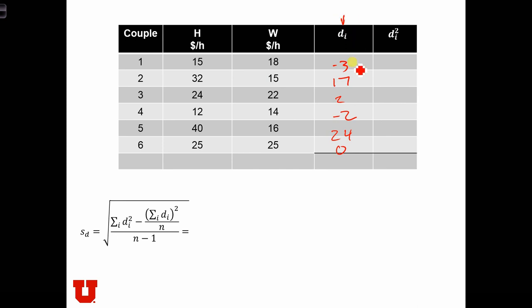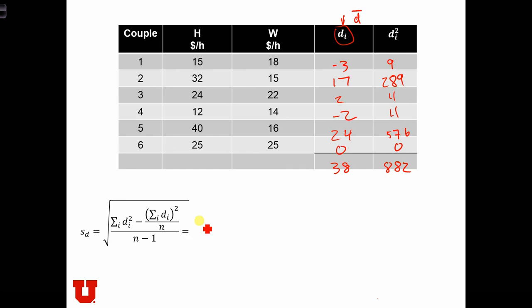We're essentially just going to test the d bar, the mean of this variable, to see if the mean's different to zero. In order to calculate the standard deviation of this d, we're going to need the di squared. So we've got 9, 289, 4, 4, 576, and 0. And we can sum these columns to get 38 and 882.